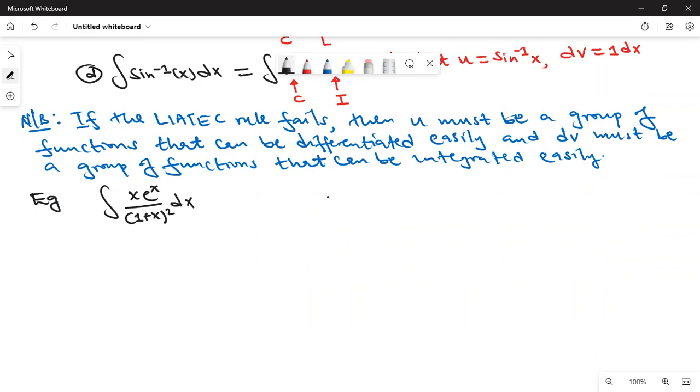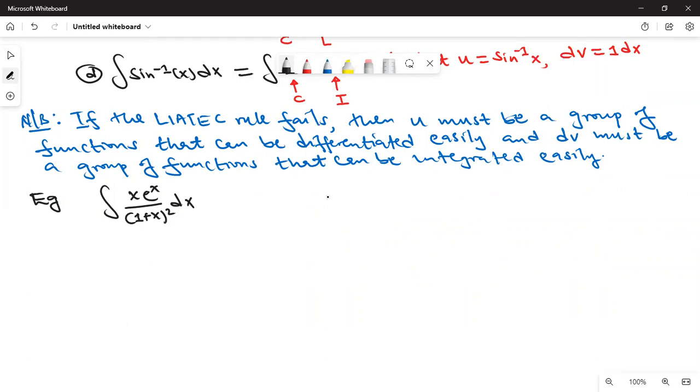One of them is algebraic, that is x. Another one is exponential. And what about 1 over 1 plus x squared? Where do we classify that? That is the question. So the LIATE rule cannot work in this integral. So what you do is check the function that you can easily differentiate and the function that you can easily integrate. Of course, you start by checking which one you can easily integrate. That is what you link to dv.